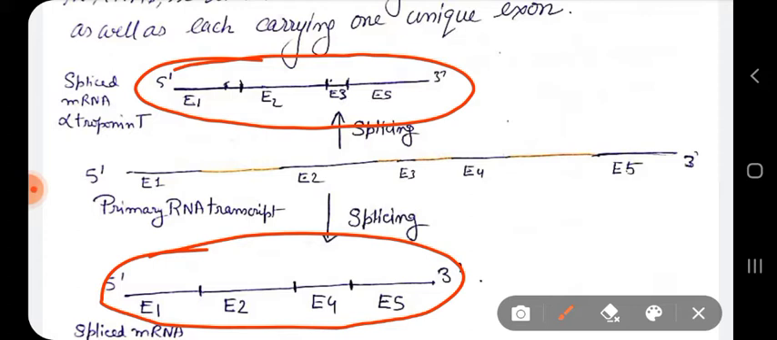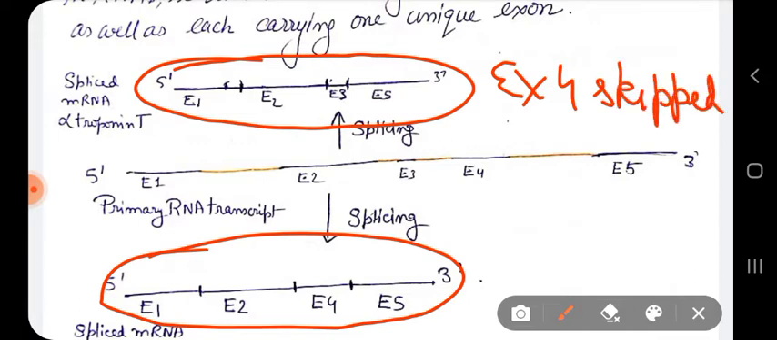So this mRNA is spliced to form two alternative mature mRNAs having four exons. A different exon is eliminated. You can see here exon number 4 has been skipped, or you can say eliminated, in this picture, whereas in this bottom figure exon number 3 has been eliminated, exon 3 has been skipped.